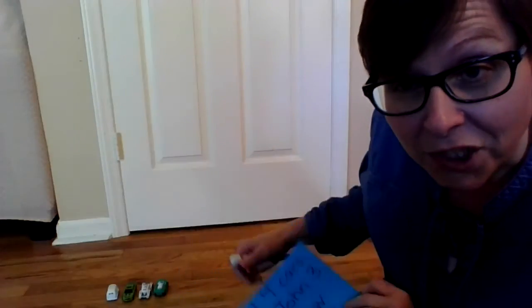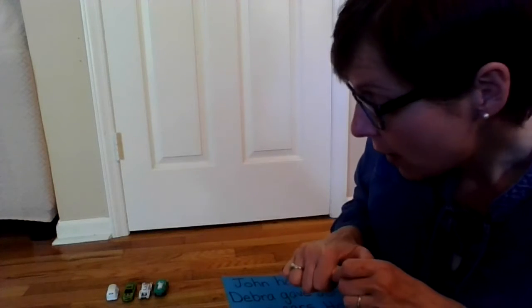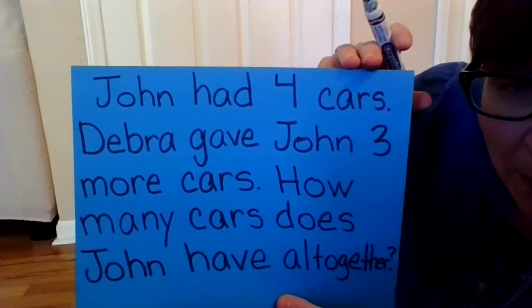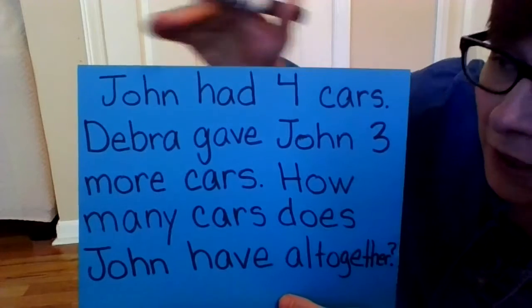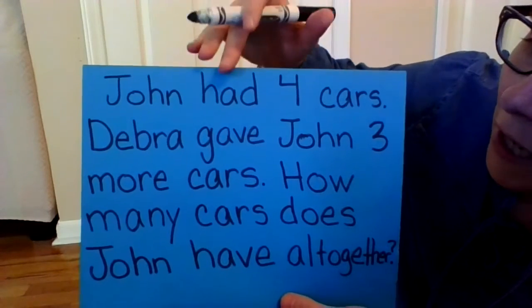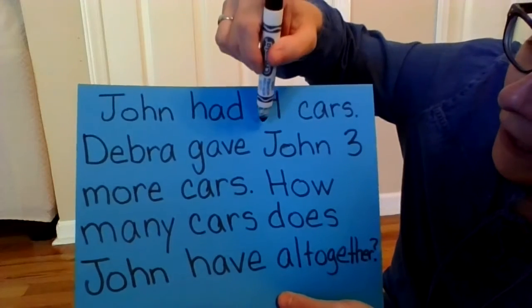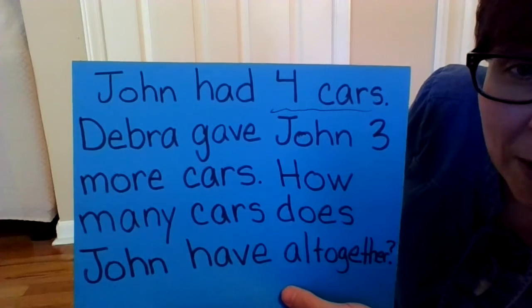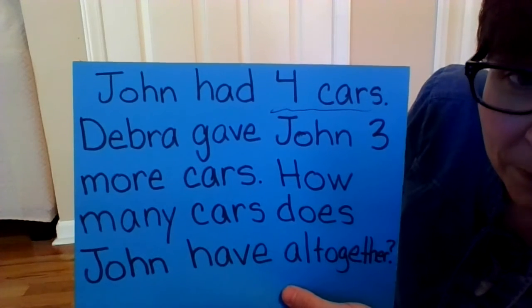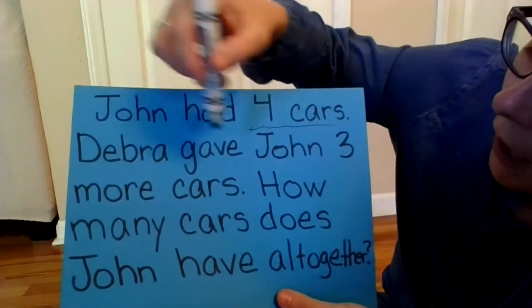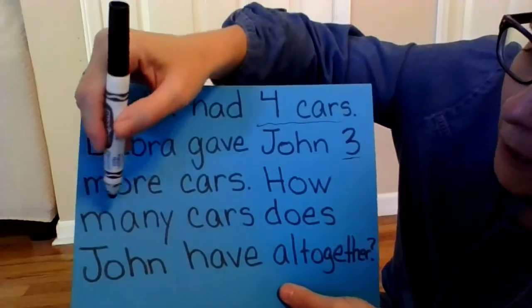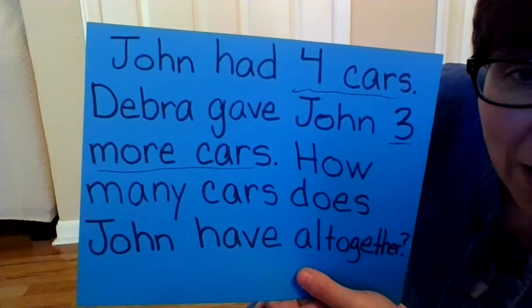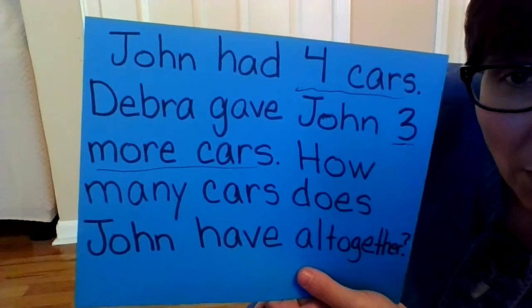There are several different strategies that you could use to figure out this number story. I'm going to go over 2 today. So first, let's talk about what are the important parts of this number story. John had 4 cars. So the fact that he had 4 cars is an important part. Deborah gave John 3 more cars. That's an important part as well. Not always, but most of the time, the numbers in a number story are important and you need those. How many cars does John have altogether?